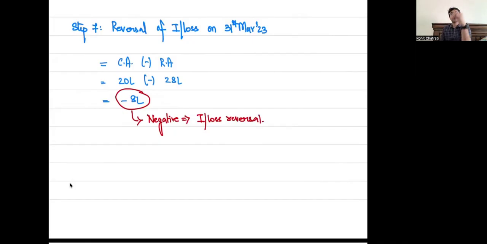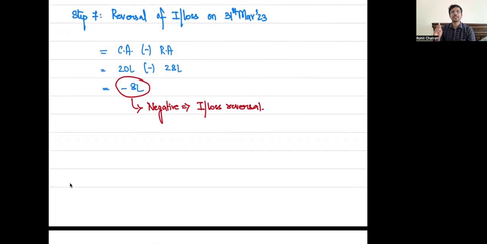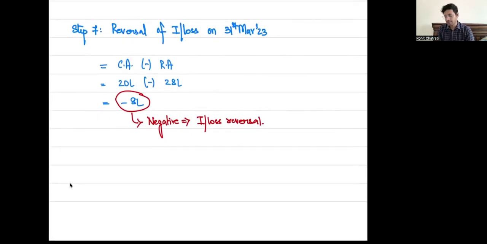Now remember, impairment loss is an expense in the P&L. Impairment loss reversal is a gain in the P&L account. All right, so if I recognize this gain, I will be correspondingly increasing my asset value. My asset was appearing in the books at 20 lakhs. I will be increasing this by 8 lakhs from 20 to 28. So the carrying amount of the asset after impairment loss reversal will become 28 lakh rupees. That is basically going to be the result of impairment loss reversal.